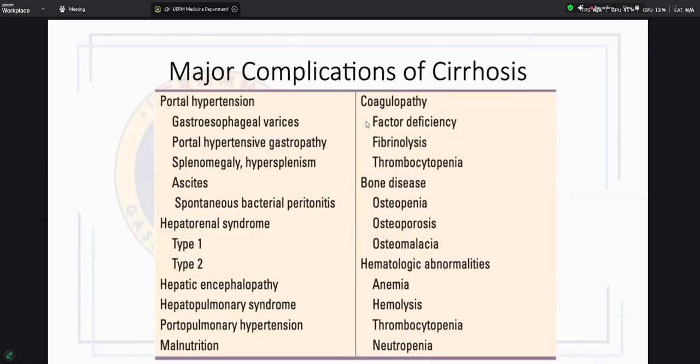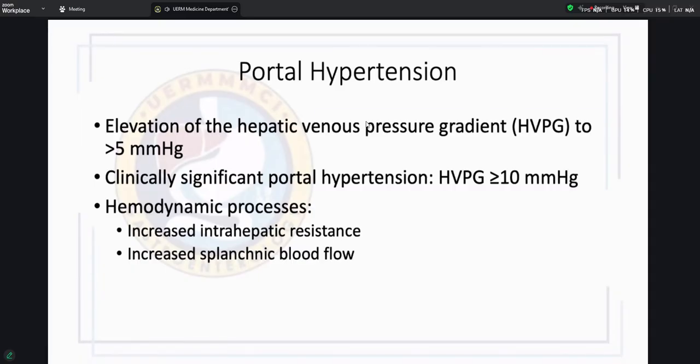We now go to the major complications of cirrhosis, and we will focus on the more important complications. Portal hypertension is defined as the elevation of the hepatic venous pressure gradient to at least 5 millimeters mercury. During this time, patients are still asymptomatic with no complications. So this is what happens in compensated cirrhosis. But when clinically significant portal hypertension develops, this is defined as having an HVPG of at least 10 millimeters mercury. Then there is high risk of decompensation, which could include variceal bleeding, ascites, or hepatic encephalopathy.